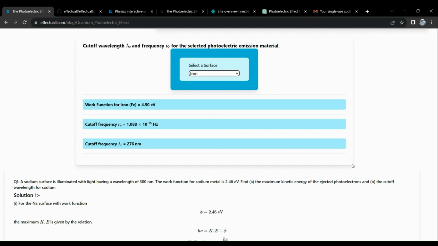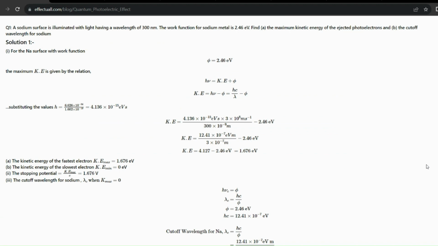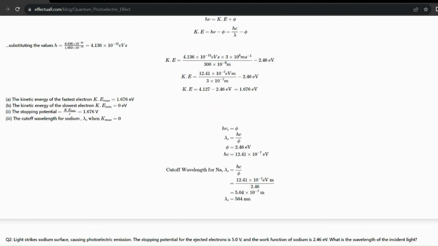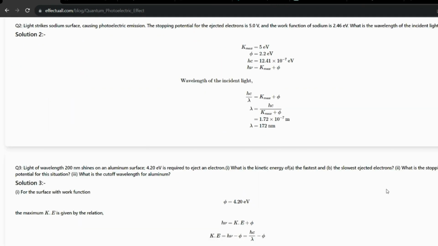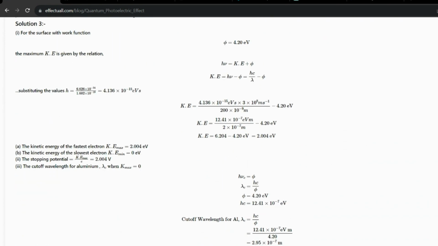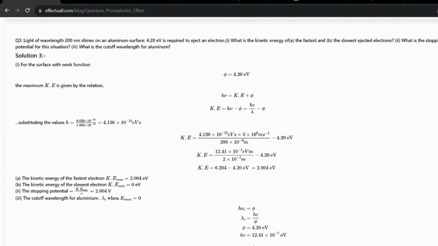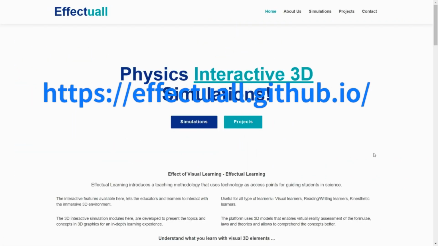Select a surface to determine its cutoff wavelength and frequency from its work function. Here are selected solved problems to better understand the photoelectric effect. Use the 3D graphics to complement the learning process.